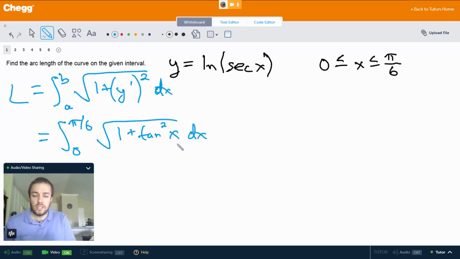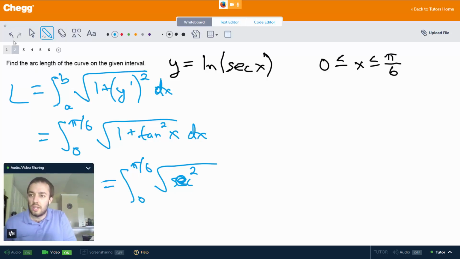Well, 1 plus tangent squared of x, remember, that's one of the Pythagorean identities from trig. So we have the integral from 0 to pi over 6 of the square root of what? Well, 1 plus tangent squared of x is equal to the secant squared of x. So that's one of the Pythagorean identities. Secant squared of x, and then we still have dx out here.